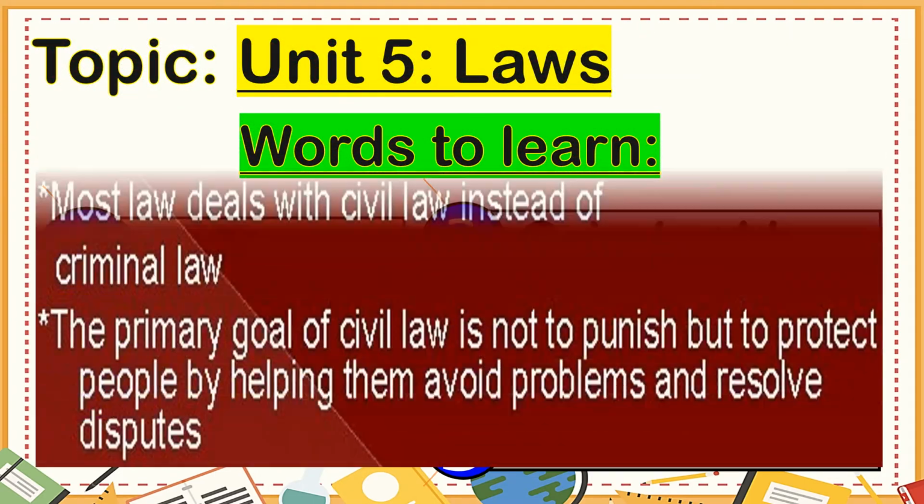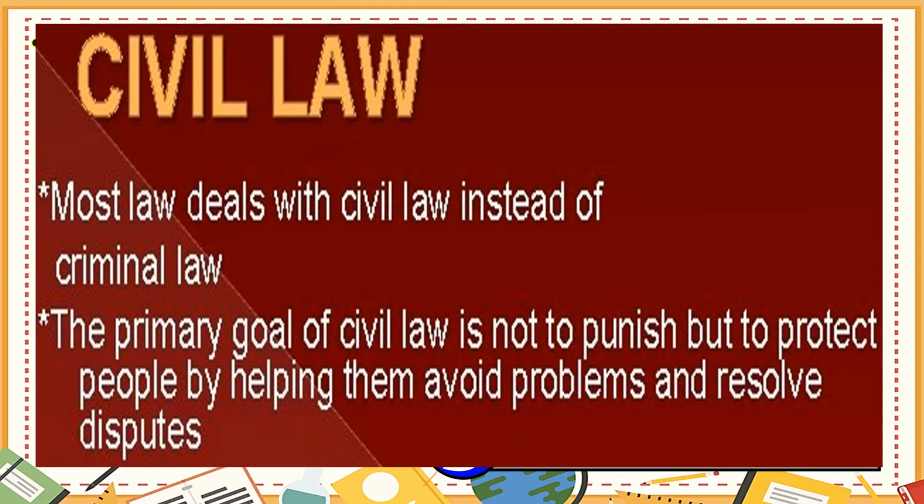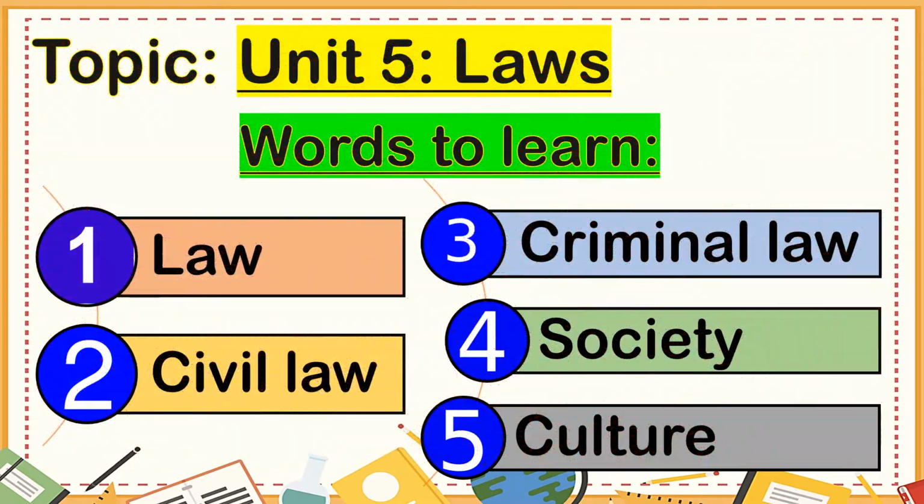The next word is civil law. Most law deals with civil law instead of criminal law. The primary goal of civil law is not to punish but to protect people by helping them avoid problems and resolve disputes. When you say disputes, class, it means problems or disagreements between parties.